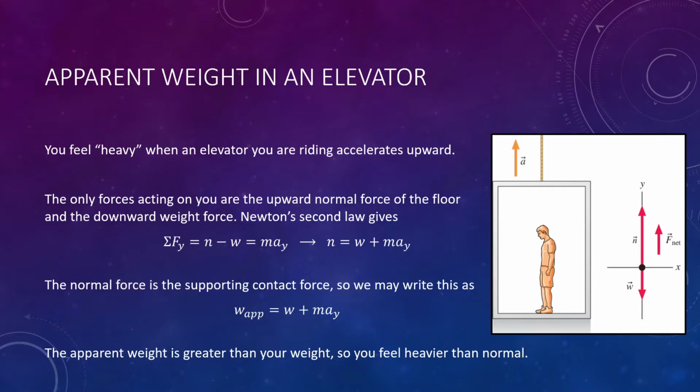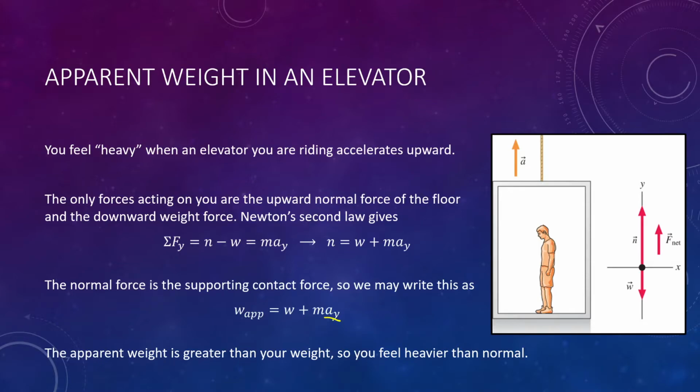W_app, or your apparent weight, in this case, is equal to the magnitude of supporting contact forces, which is your normal force. And so we write that equation again. Your apparent weight is equal to W, your true weight, plus something else. We see W_app equal to W, your true weight, plus that extra term. So that extra term is what's making you feel heavier than you actually are. And so it's based on your acceleration.